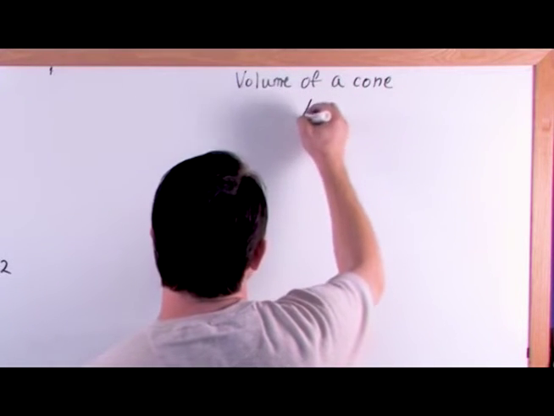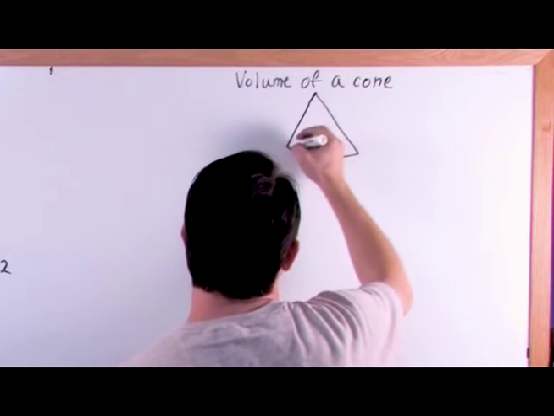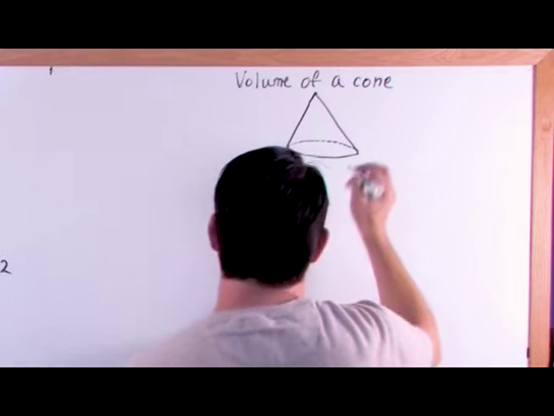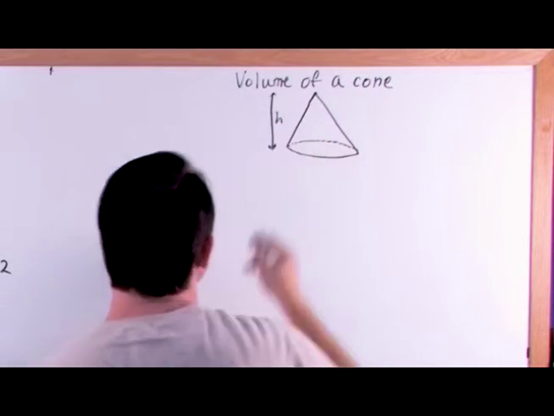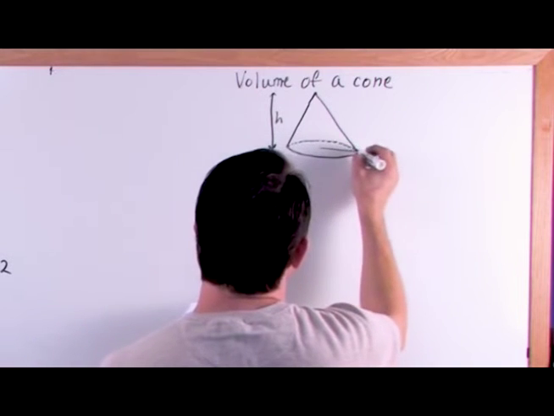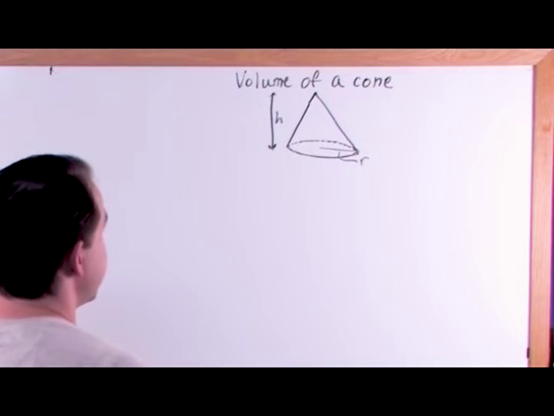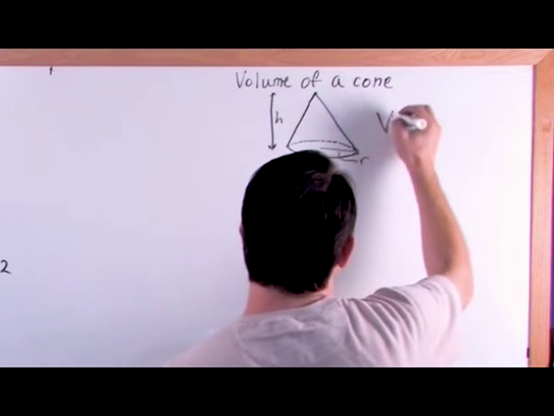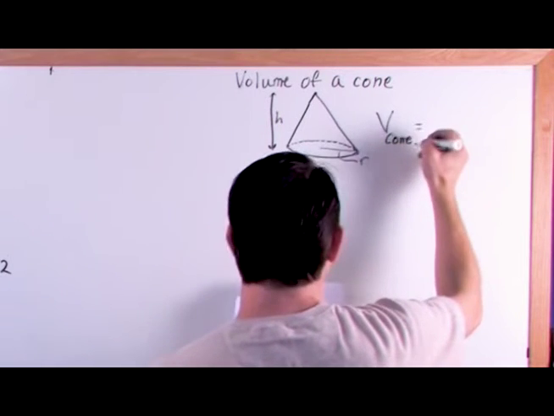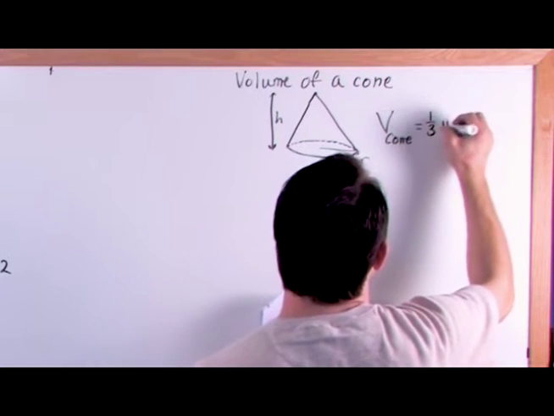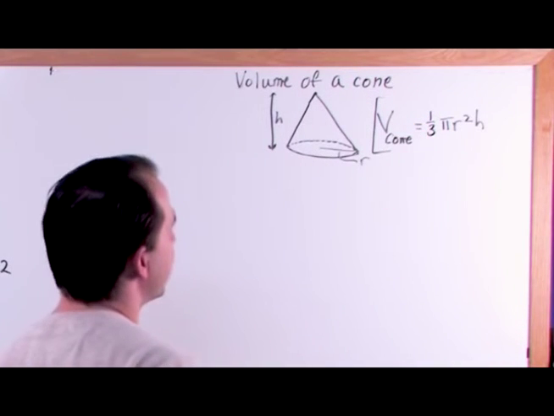If you have a cone that's kind of like this, okay, this cone is going to have some height to it, right? And this cone is going to have some radius of the circle part of the base, okay? The volume of a cone, you just have to memorize, is equal to 1/3 pi r squared h.